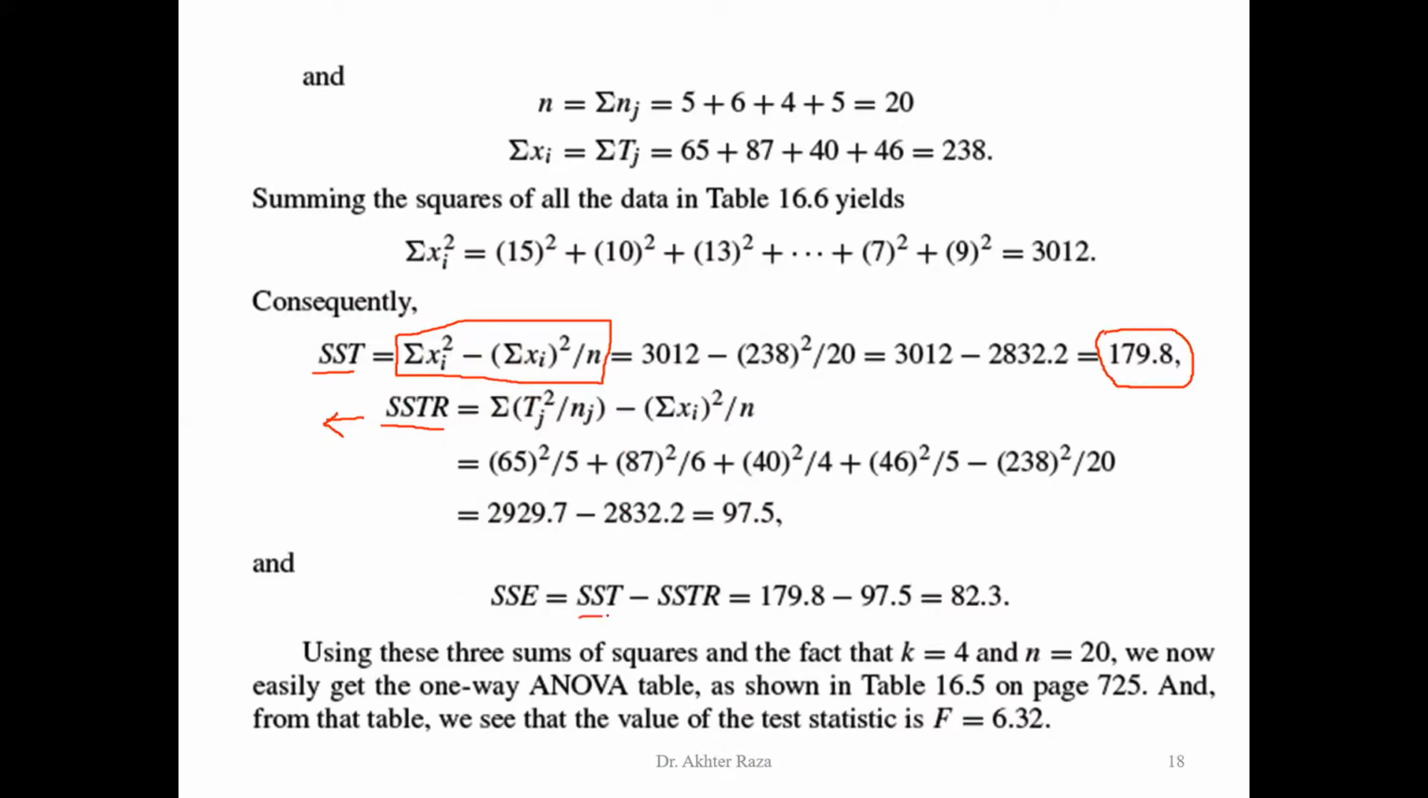Error can be computed by the difference, because SST, the total, is equal to SSTR, where TR stands for the treatment, plus SSE. SSE is the sum of squares of error. Error can be obtained by subtraction. Taking SSTR to the left side, the formula will be SST minus SSTR. This is 82.3. K is the total number of samples, or the total number of populations. Total sample size is 20.